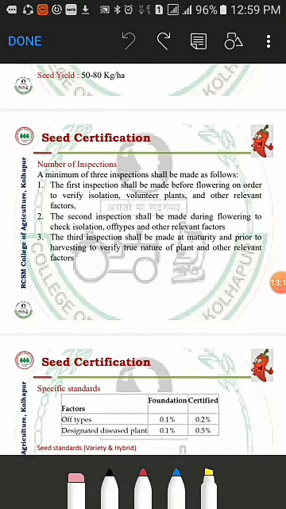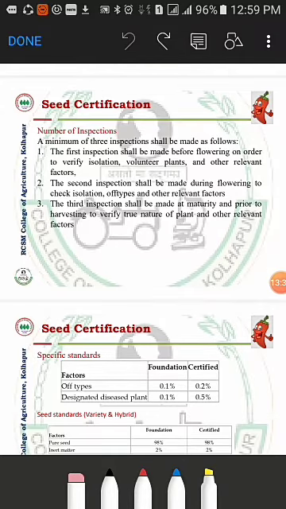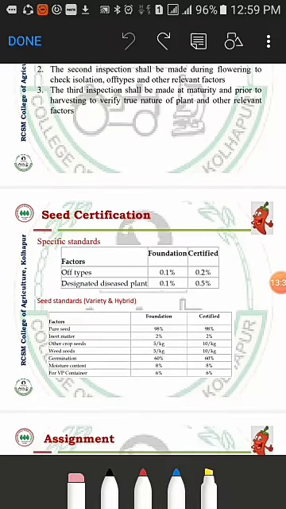During that period they verify the isolation distance, remove the volunteer plants and the infected plants, see the growth and requirements of the plants, and accordingly make suggestions to the grower, and precautions are taken. Then there are specific standards for off-type. For foundation seed production off-type is 0.1, and 0.2 for certified.